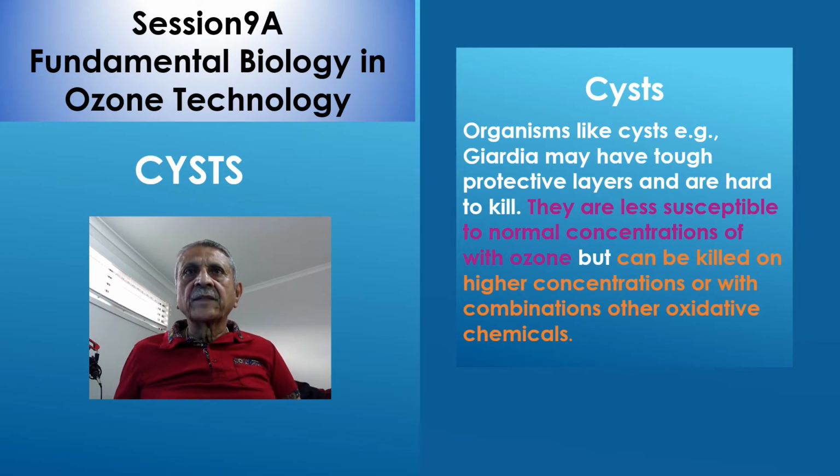Cysts are actually microorganisms that develop a very strong, tough, protective layer around itself. And they are a bit hard to kill with normal concentrations of ozone or any other biocides or bactericides, but can be killed when ozone is applied at higher concentrations and in combinations with other oxidative chemicals.